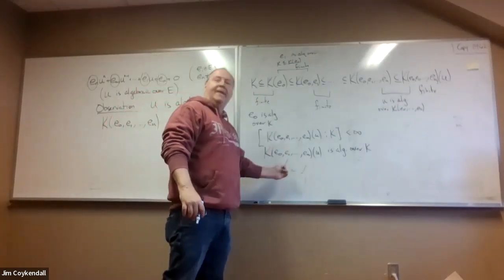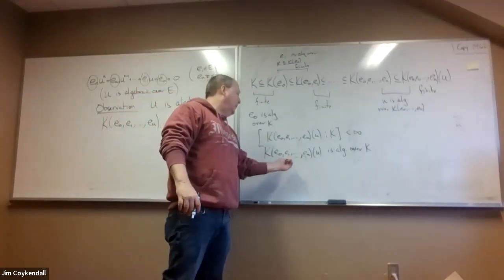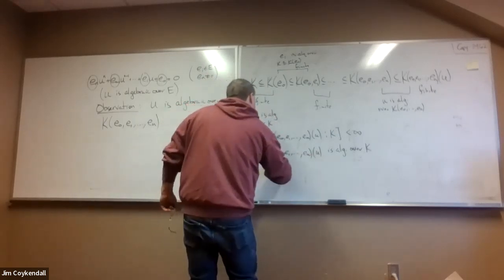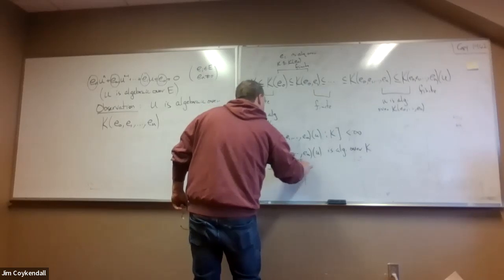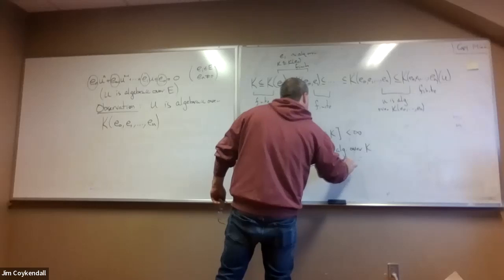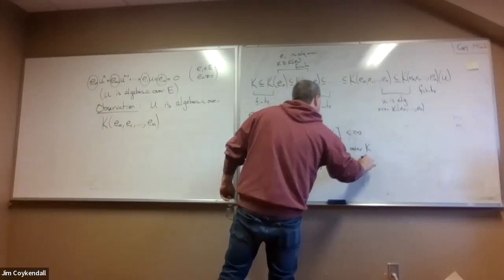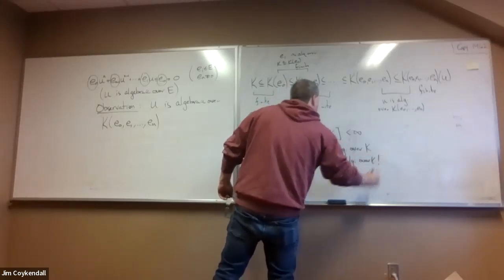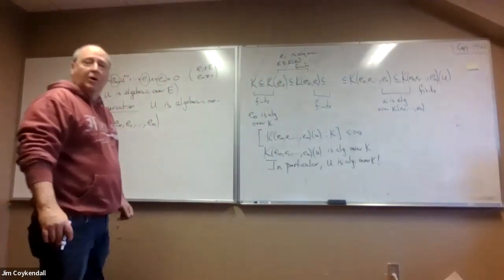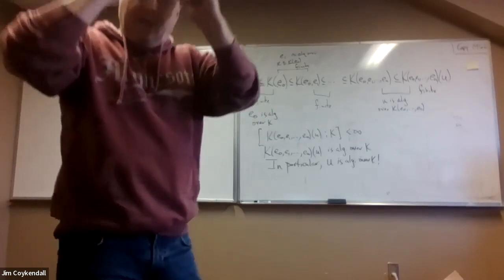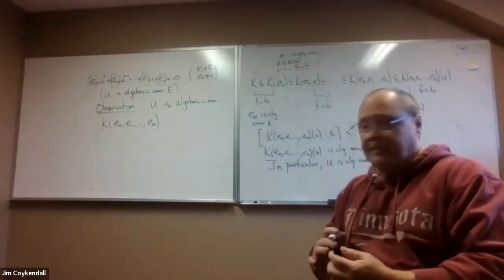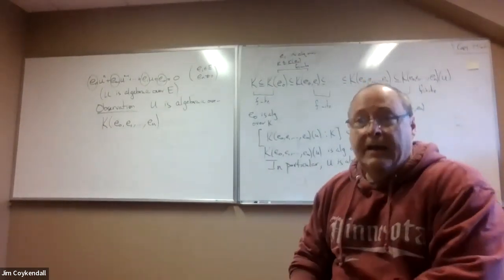And that means that every single element in this field is algebraic over K. In particular, U is algebraic. And we're done with the theorem because we've shown that an arbitrary element of F is actually algebraic over K. Any questions on that?